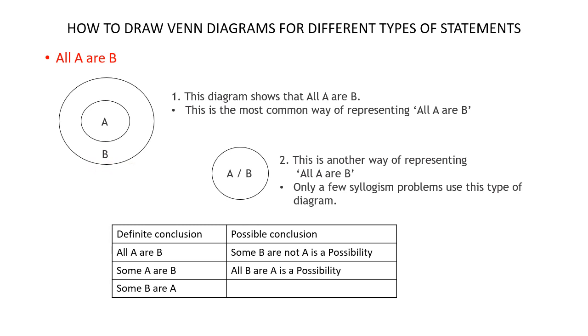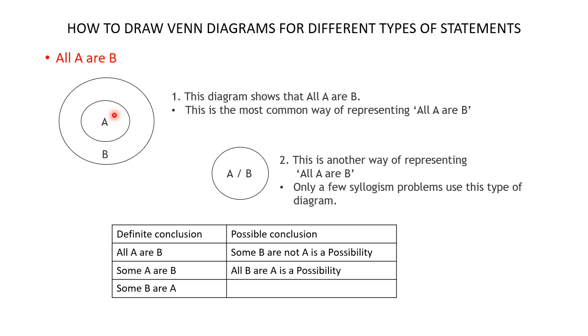Now that you have drawn a Venn diagram for the statement all A are B, let's see what definite conclusions and what possible conclusions can be arrived at using this Venn diagram. First, let's concentrate on definite conclusions. Now, as you can see in this Venn diagram, all elements of A are contained within B. So, all A are B is a definite conclusion.